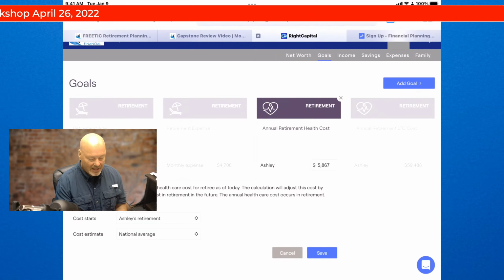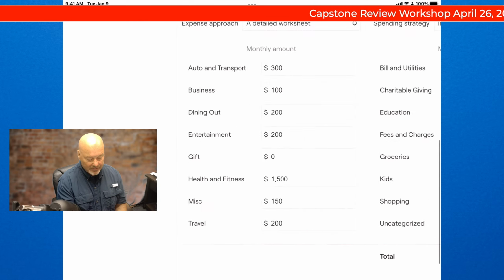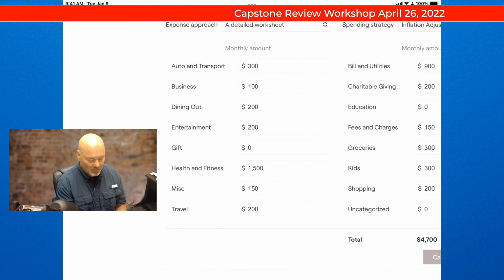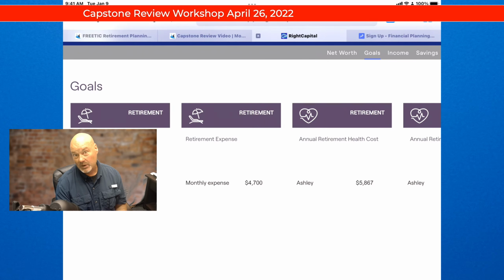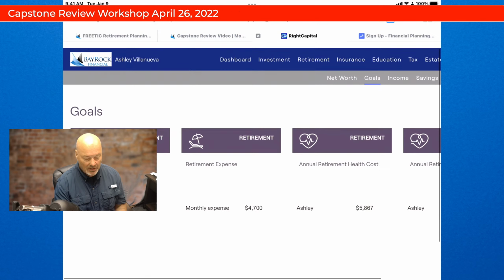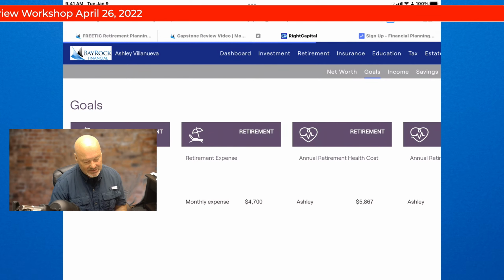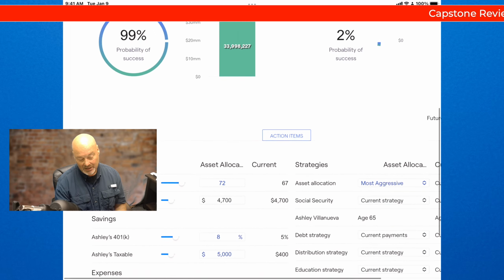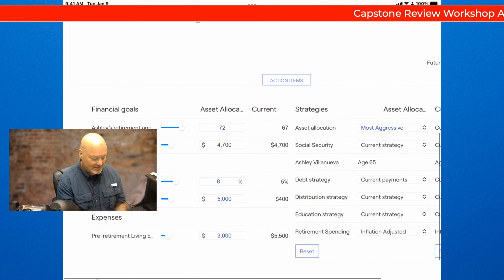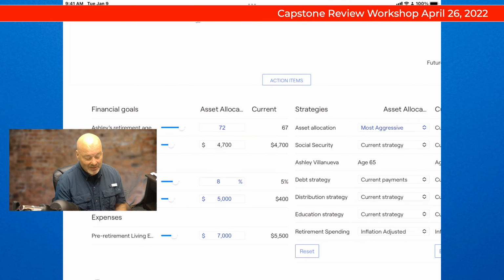$5,800 for annual cost for health. So that's like health insurance and doctors and such. So in retirement, health and fitness, that's a different category, but still, I think it's probably going to be more than what Ashley has. So now I go back to the retirement analysis just to see what it looks like. Is Ashley going to be able to retire with dignity? And she's still at $33 million in excess.